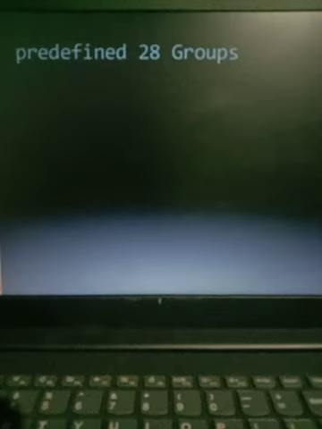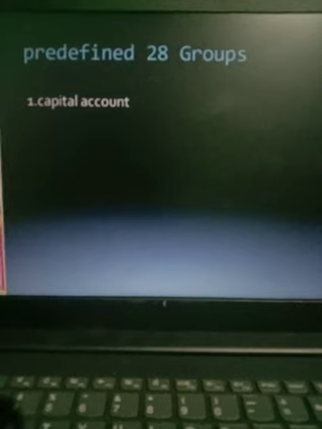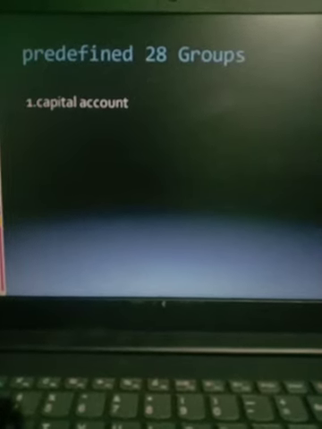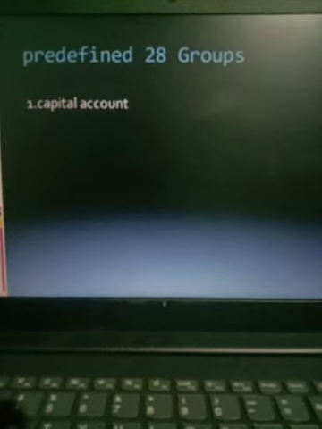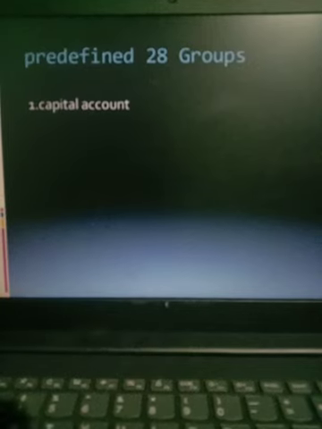So let me discuss the predefined groups. First one is capital account. Under this capital account we will record the information about the capital of the company. If it is a company, we have to provide the information about the equity shares as well as preference shares.